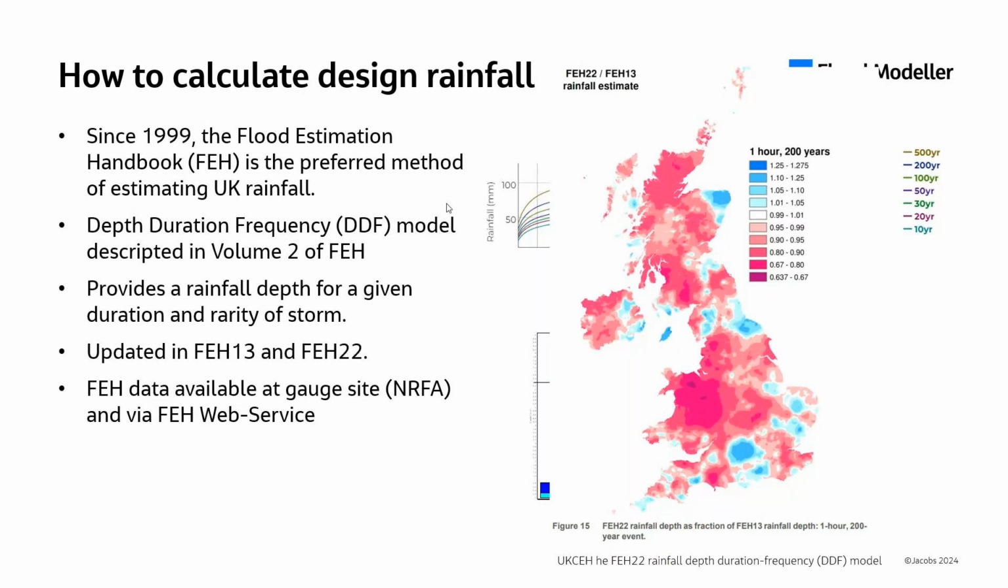In order to undertake this analysis, you need the FEH data, the catchment descriptors. They're generally available from one of two places. UKCEH published these on the National River Flow Archive website for gauged stations. So anywhere you've got a UK peak flow gauging station, you can get hold of those catchment descriptors. They're also available for any site in the UK via the FEH web service. That's a paid-for web portal provided by UKCEH where you can download site-specific catchment descriptors.